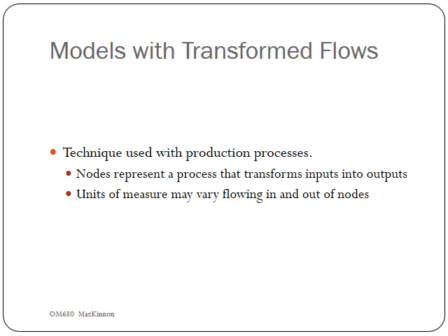Now we add a little bit of a wrench in the process, and that is models with transformed flows. In the production process, for example, you transform raw materials into finished goods. So you end up with different inputs and outputs. In the flow diagram, the nodes represent a process that transforms certain inputs into certain outputs, and so the units of measure may actually vary as you go in and out of nodes. That makes sense, right?